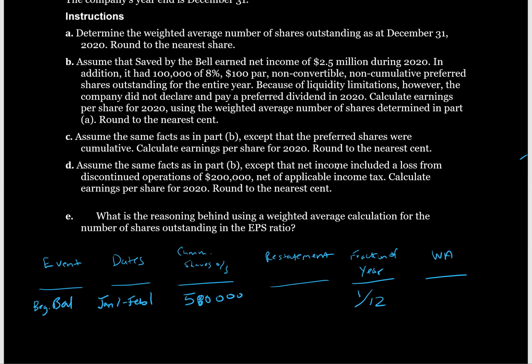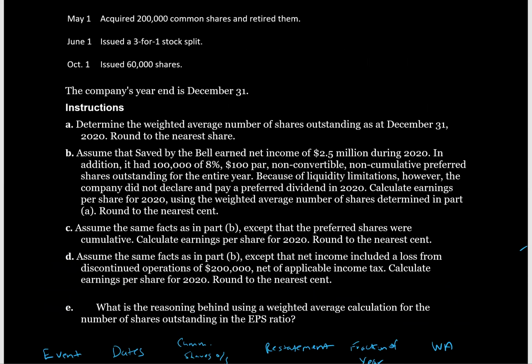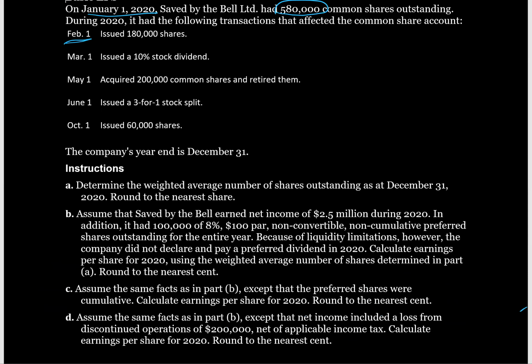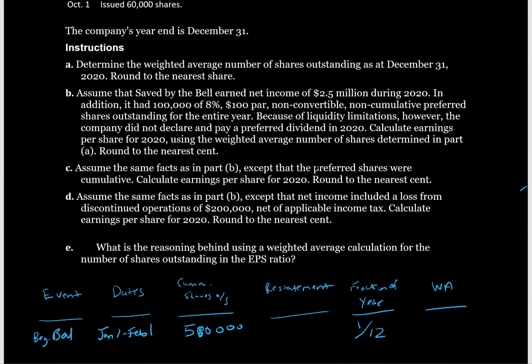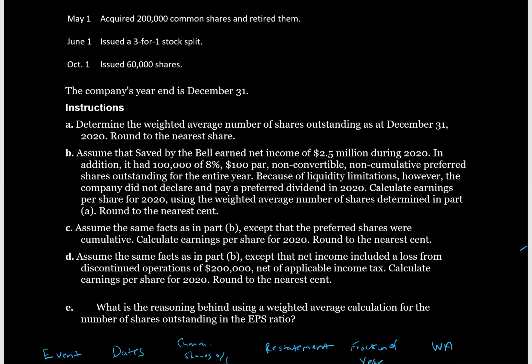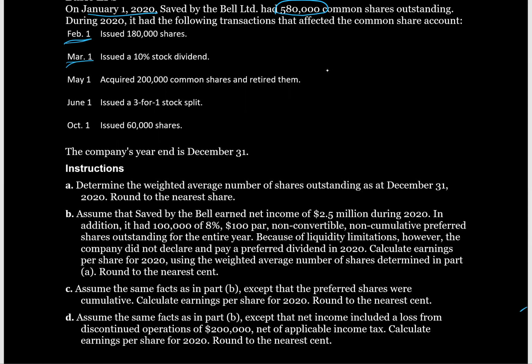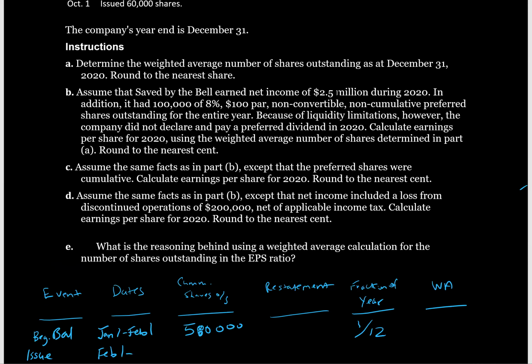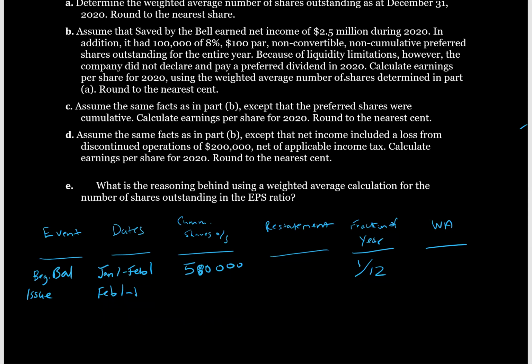And then February 1st, we've got something else that's going to happen. So February 1st, we're going to issue 180,000 shares. So our event is going to be issue. And this is going to be February 1st. And I forgot to check when our next transaction is. So the next transaction is March 1st. So this is going to be consistent only for the month of February. And we're going to issue 180,000 shares.